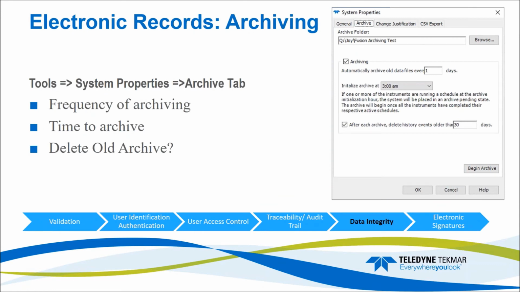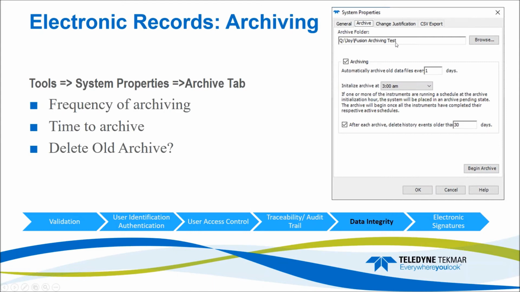All right, let's talk about data integrity. So one thing is backing up your data when you're talking about data integrity. There is an auto archiving feature with the Fusion. In order to get to that, you just go to Tools, System Properties, and then you click the Archive tab. So here's the box that pops up.